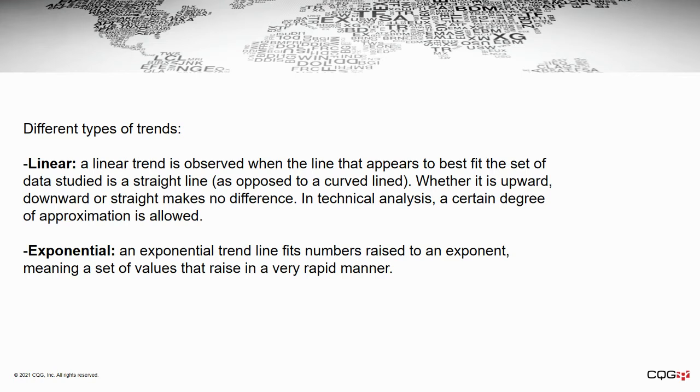A linear trend is observed when the line that appears to best fit the set of data is a straight line, as opposed to a curved line. Whether it's upward, downwards, or straight makes no difference. In technical analysis, we allow a certain degree of approximation. An exponential trend fits numbers raised to an exponent, meaning a set of values that rise in a very rapid manner.